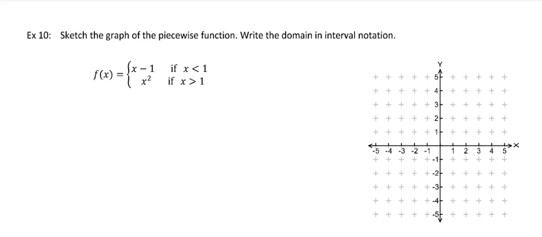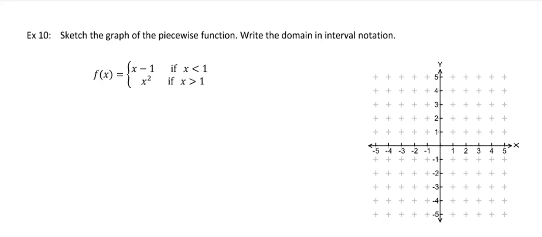Welcome back. Let's take a look at how to sketch the graph of a piecewise function. And we're looking at f of x equals x minus 1 if x is less than 1, or x squared if x is greater than 1.